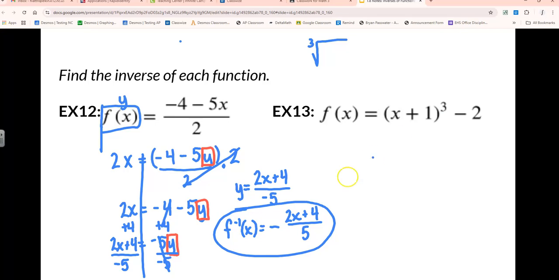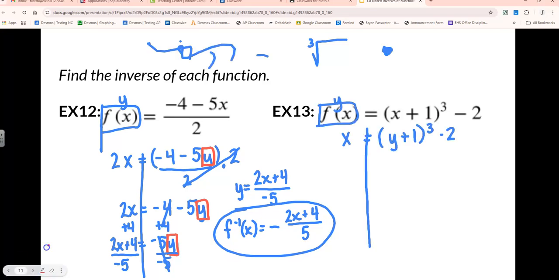Try this problem on your own. I'm trying to get this y right here by itself. When you are solving an equation, whether it is an inverse like we're doing here or just a regular solving equation like in very basic math 1, you start furthest away from that y. That's this minus 2 over here.